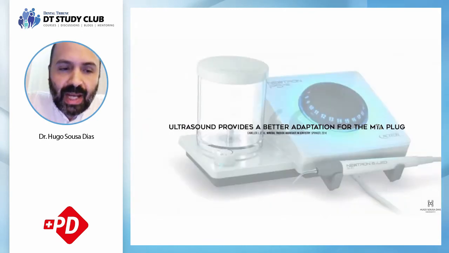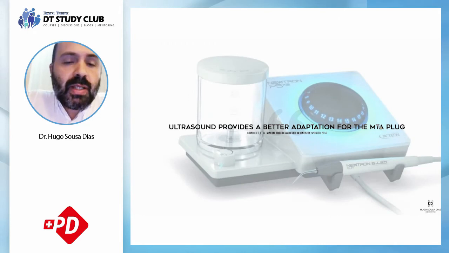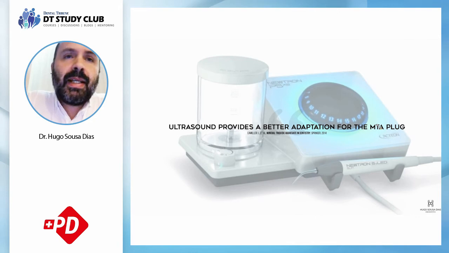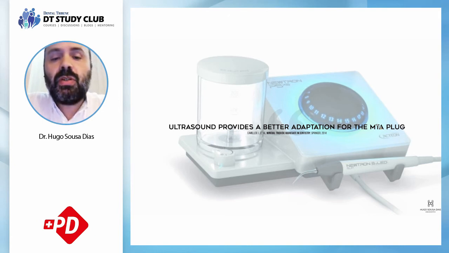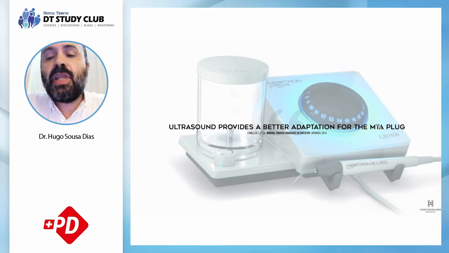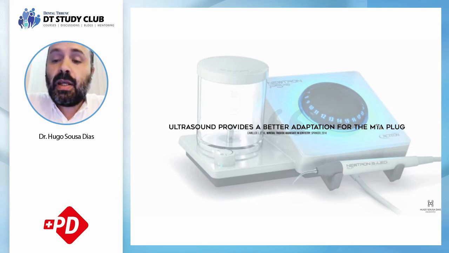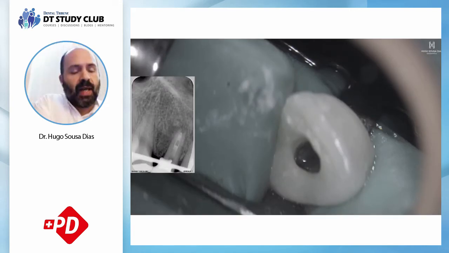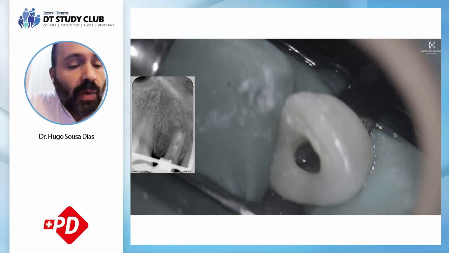But sometimes when I need to do this apical barrier with the MTA, I have a problem. It can keep some voids between the different applications of MTA. To solve this problem, I use ultrasound devices that can help me to make a better adaptation of my MTA plug. It can help me to condense the MTA in these kinds of plugs. Let's see in the same case, because it's very easy to show how it happens.